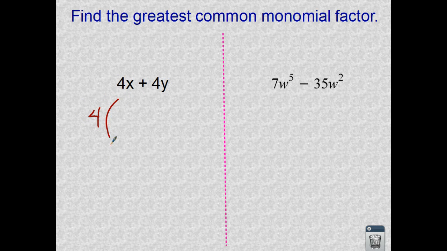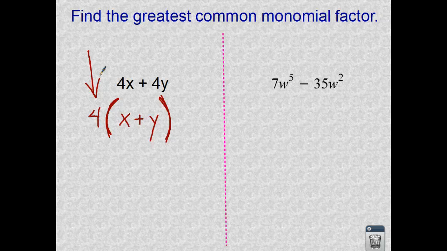X and Y are not the same, so we're going to go back into the product, and what are we going to end up with? 4 times (X plus Y). And checking that, let's distribute here. 4 multiplied by X is 4X, plus 4 multiplied by Y is 4Y. So what we did here was we took out the greatest common monomial factor.